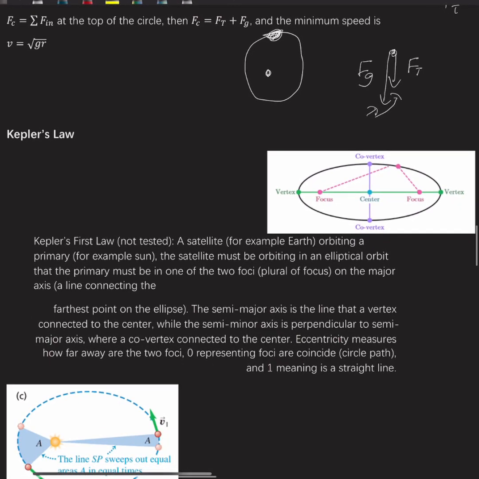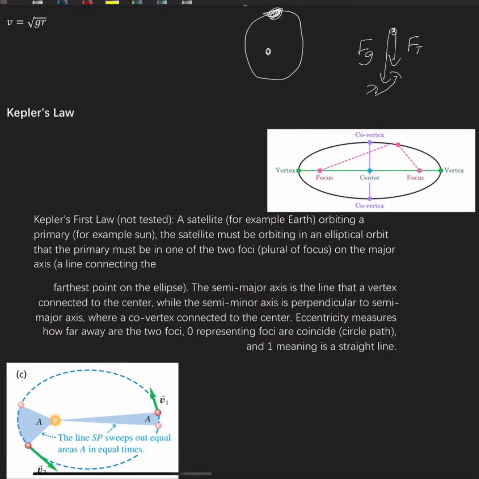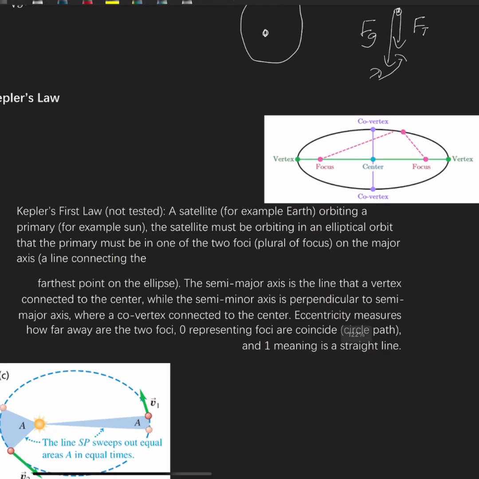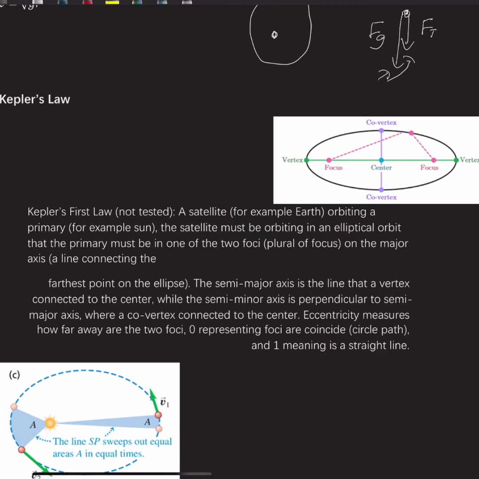And the next one is Kepler's law. Kepler's first and second law is not tested, but here's some context for Kepler's third law, which is mentioned in the course exam description. So a satellite, which could be Earth, is orbiting a primary, which is the Sun. The satellite must be orbiting in an elliptical orbit, where the primary must be one of the two foci, the plural of focus, on the major axis, a line connecting the farthest points on the ellipse.